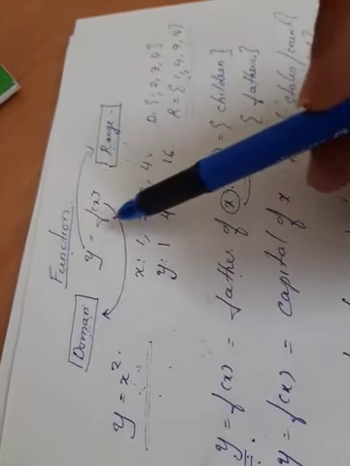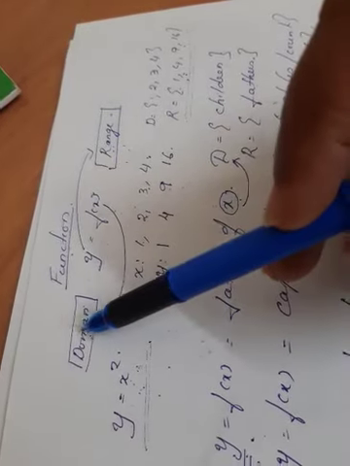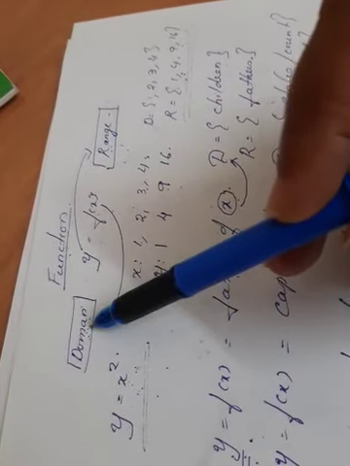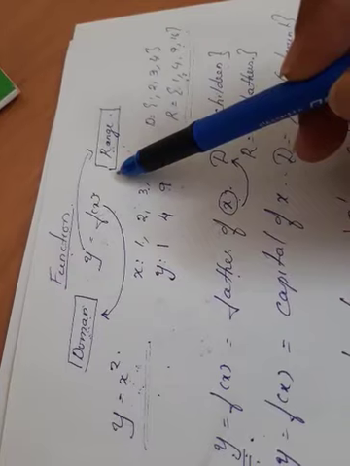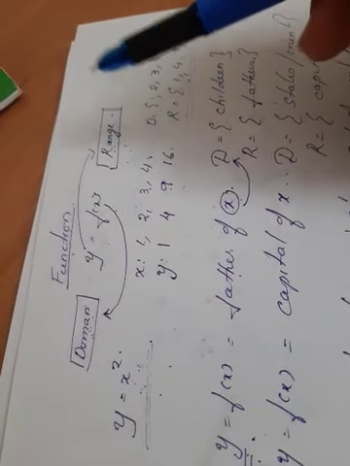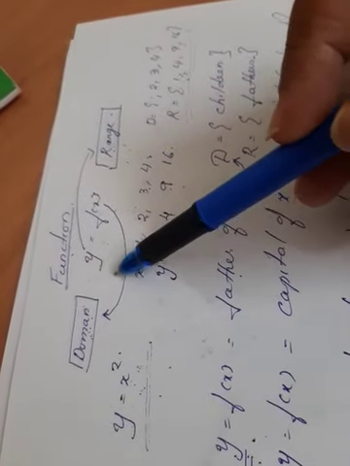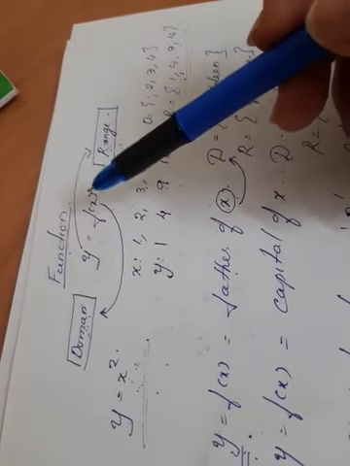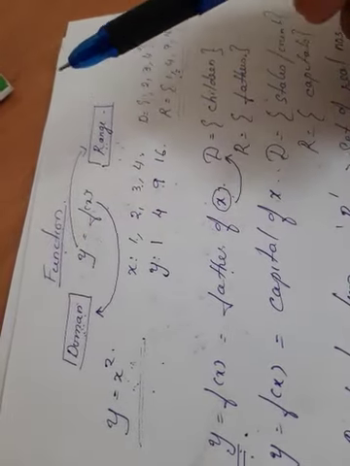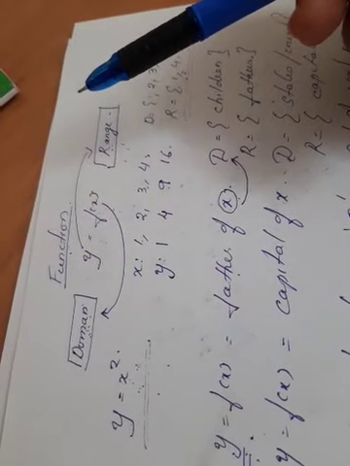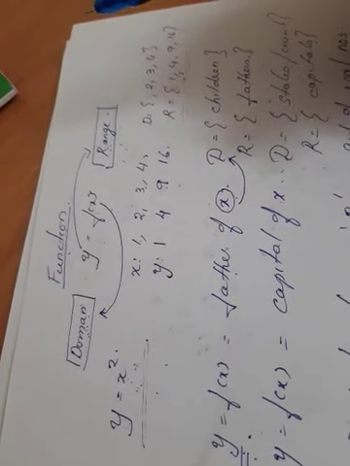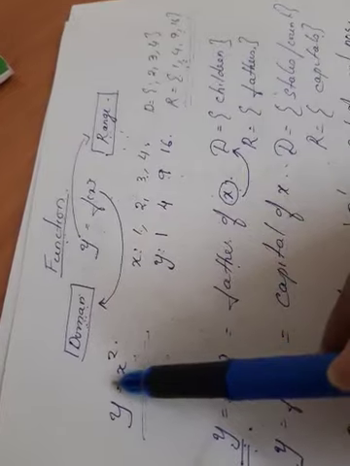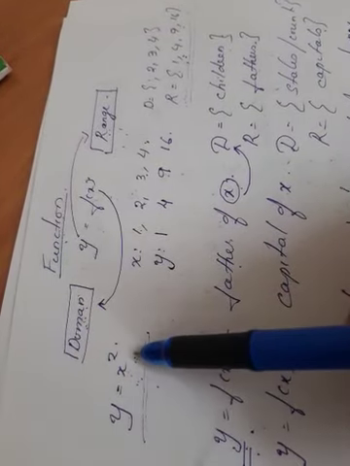Functions can be of different types depending upon the members of the domain and the range set. It is not absolutely necessary that functions should always deal with numbers. Functions can deal with numbers, they can deal with living things, they can deal with non-living things, anything according to convenience. Now consider an example, y equal to x square.